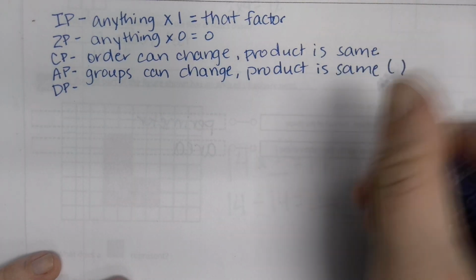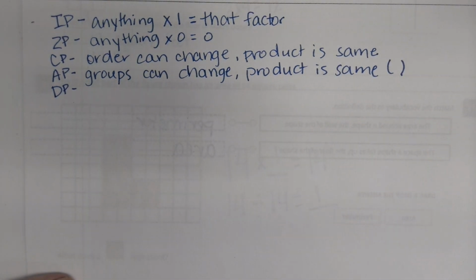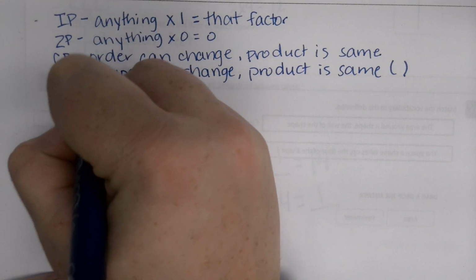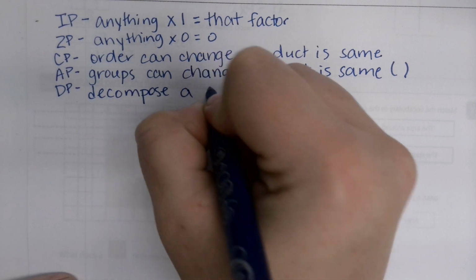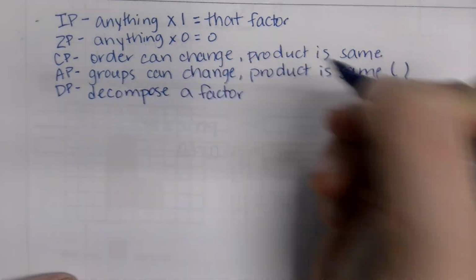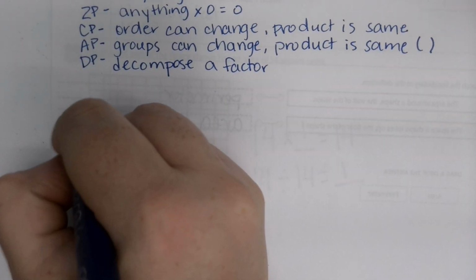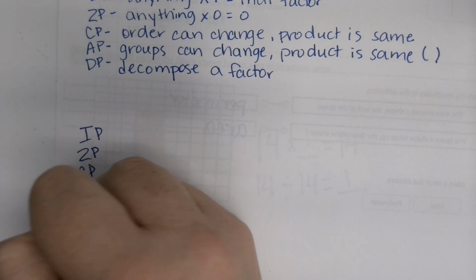And we kind of associate that with parentheses because that is just changing the groupings. And DP is distributive property. You decompose a factor to make multiplication easier. Then they should have down at the bottom an actual example of each one.